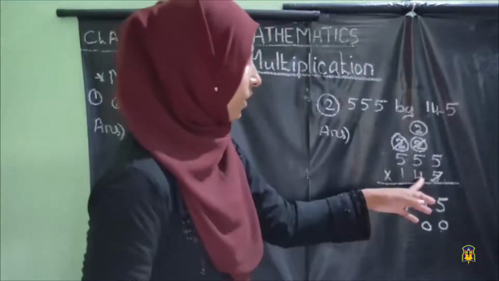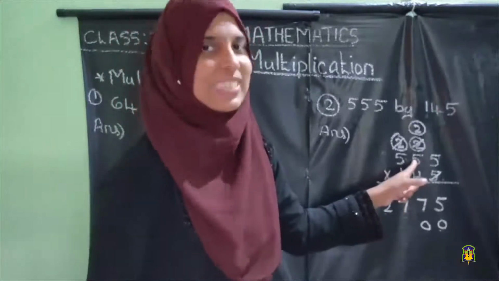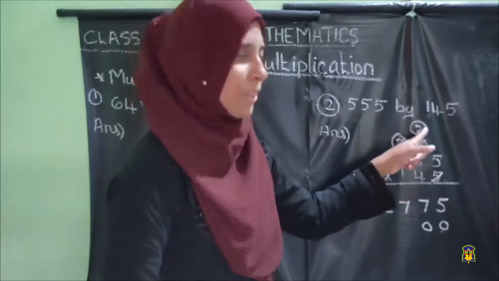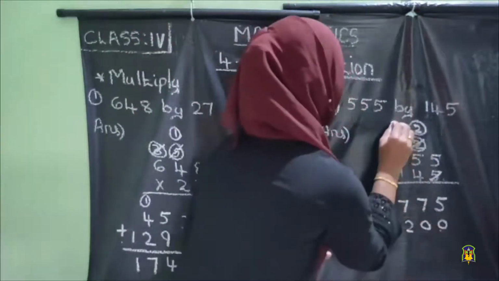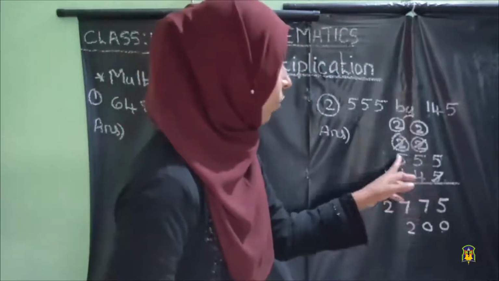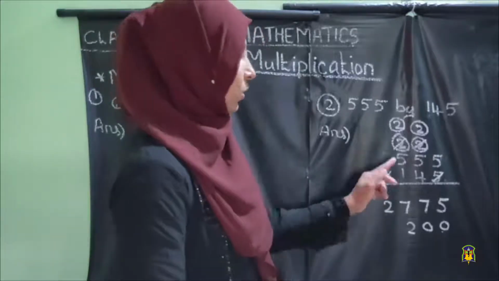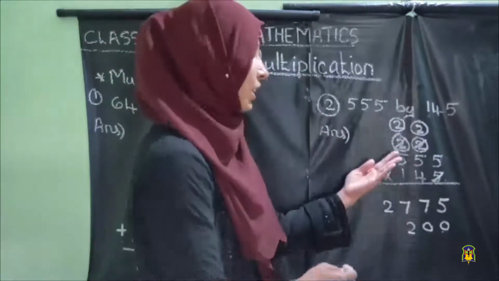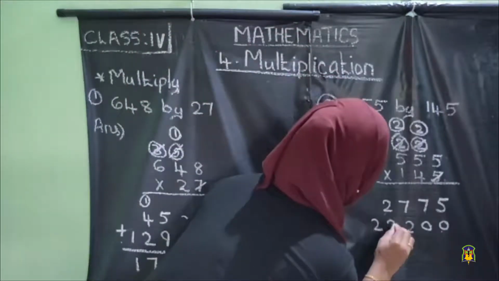Okay, next, what is 4 into 5? Again 4 into 5 is 20. 20 plus 2 is 22. So we can write 2 here and 2 as carryover. Okay, next, what is 4 into 5? Again 4 into 5, it is 20. 20 plus 2 is 22. There are no other numbers here, so we can write down 22 here.